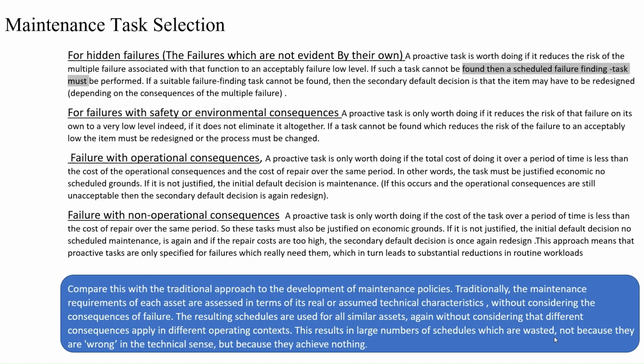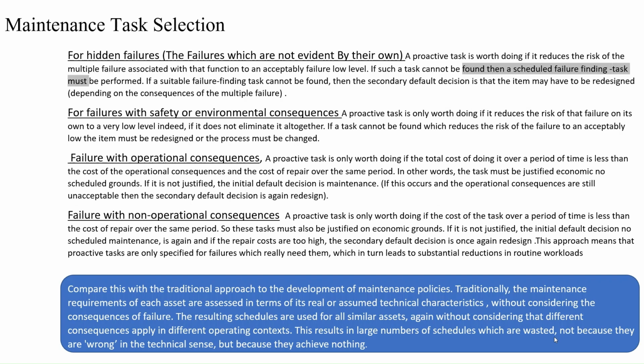Failure with operational consequences. A proactive task is only worth doing if the total cost of doing it over a period of time is less than the cost of the operational consequences and the cost of repair over the same period. In other words, the task must be justified on economic grounds. If it is not justified, the initial default decision is no scheduled maintenance. If this occurs and the operational consequences are still unacceptable, then the secondary default decision is again redesign.